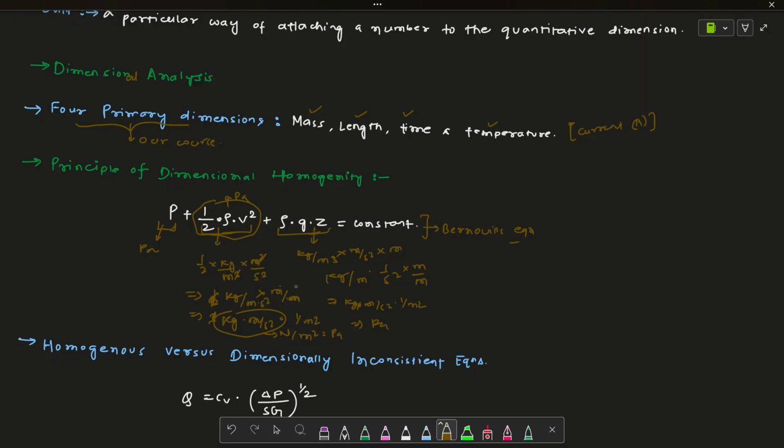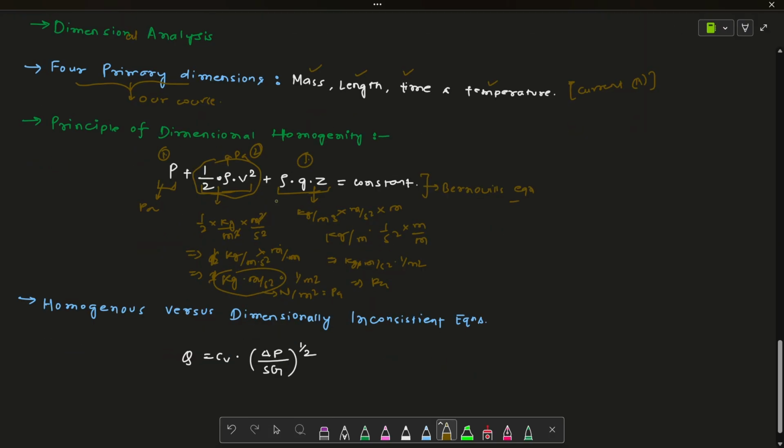That means this is the first term, this is the second term, this is the third term, and the dimensions of all of them are equal. So this is known as the principle of dimensional homogeneity. From this, in future we can infer much more important things. Till now it's enough to understand the concept of the principle of dimensional homogeneity.